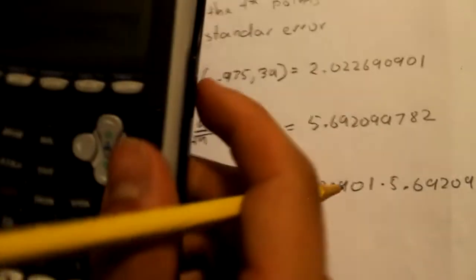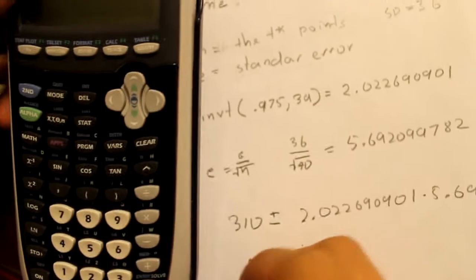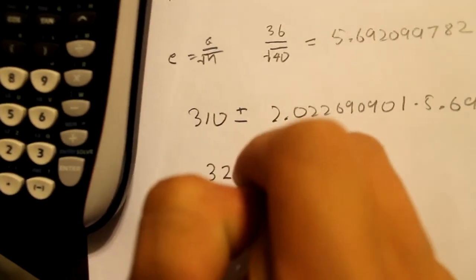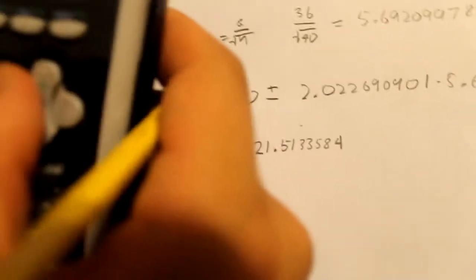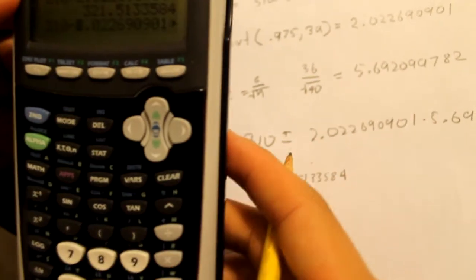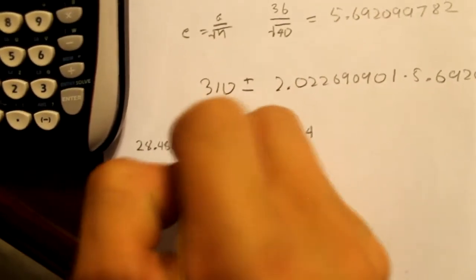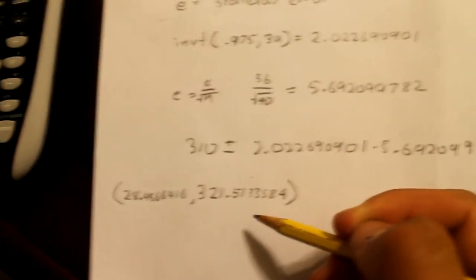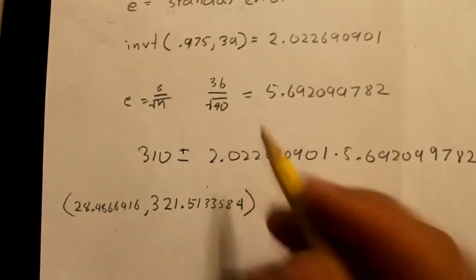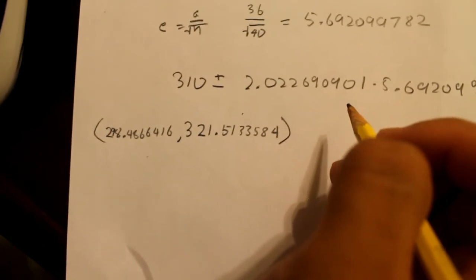Using the calculator. From this, we conclude that the true mean sodium content of this brand of hot dog is in between 298.4866416 and 321.5133584.